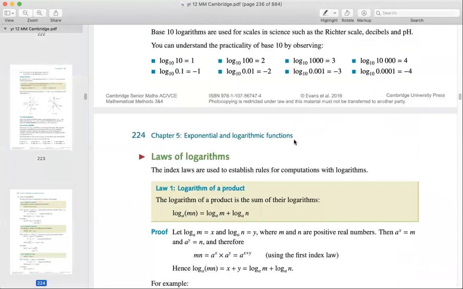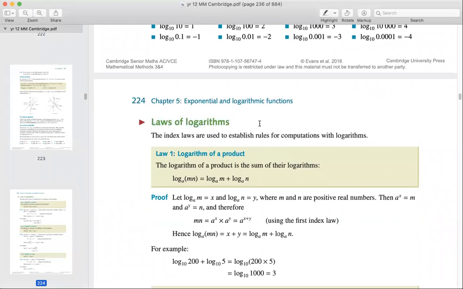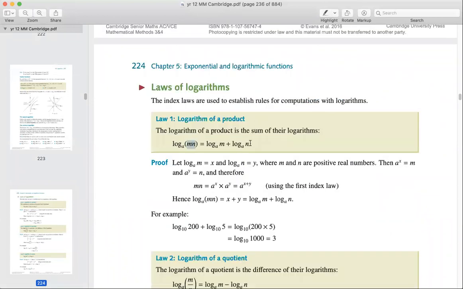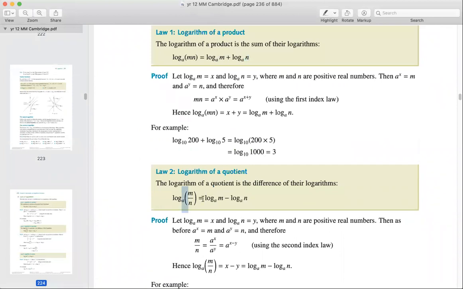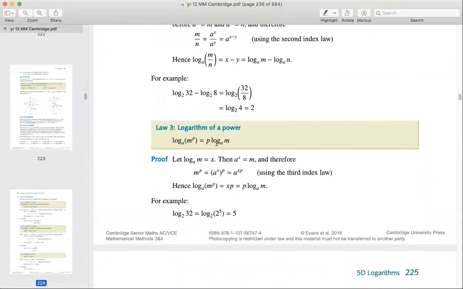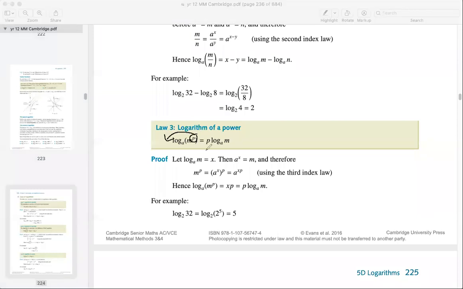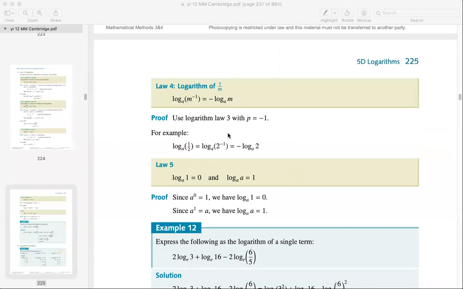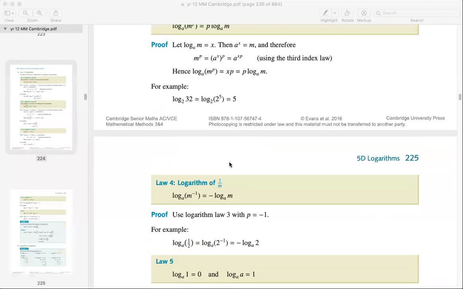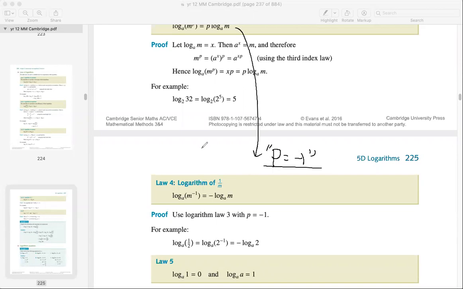For the laws of logarithms: multiplication becomes addition, division becomes subtraction, and the power can be taken out and becomes multiplication. This one is law 4, and law 3 is actually similar, because you can treat it as a special case when p equals -1. So it's essentially the same thing. You can remember them together.